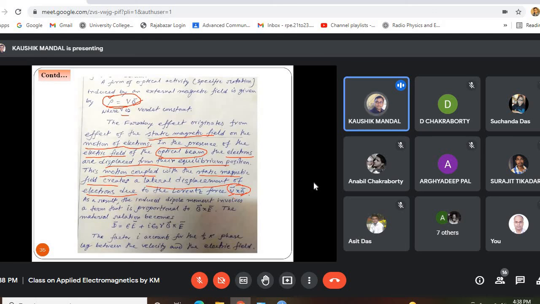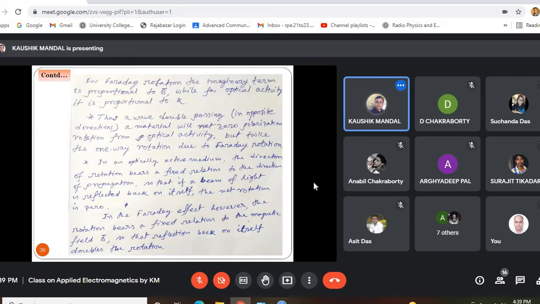So as a result, what will happen? It will induce some dipole moment, and that induced dipole moment, obviously, will be proportional to B cross E. And that's why in case of Faraday rotation, this displacement vector is written in terms of this equation: epsilon E plus i epsilon 0 gamma B cross E. Now this factor i is basically used to represent the pi by 2 phase difference between the velocity and the electric field. That thing I have already discussed.